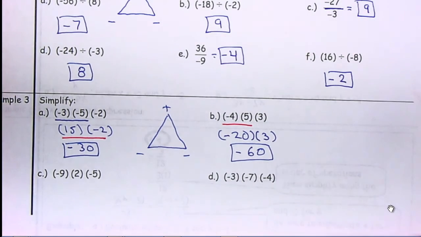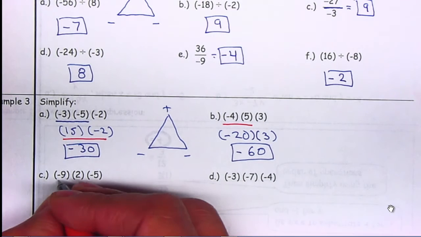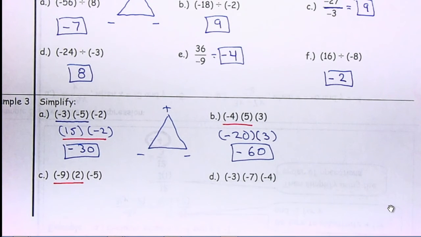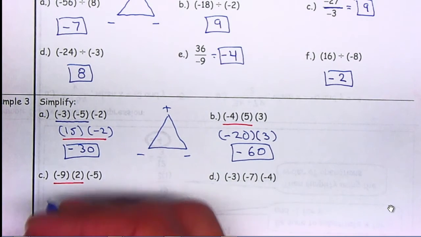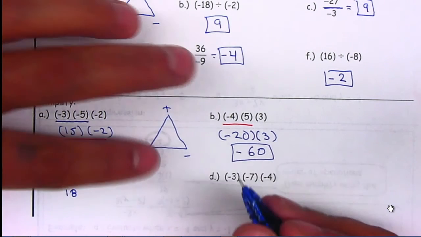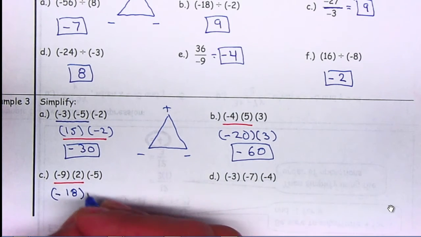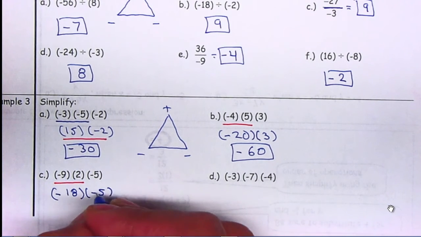Go and try letter C and D and see what you get. Go and pause it. Letter C. We multiply the first 2 numbers. Negative 9 times 2 will be 18. Negative times a positive will be negative. Now place in parentheses, it's being multiplied by the negative 5. And then the negative 5.